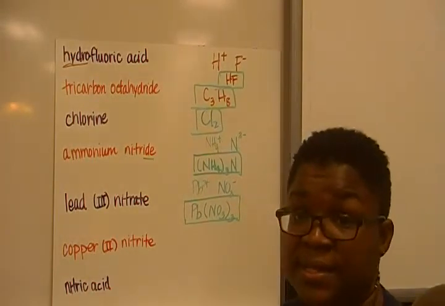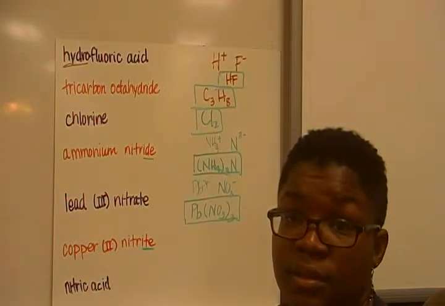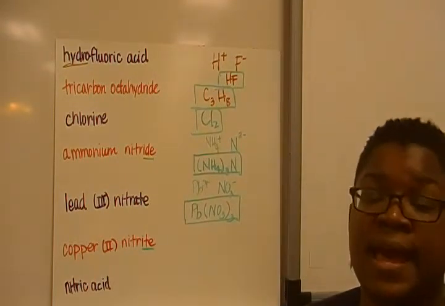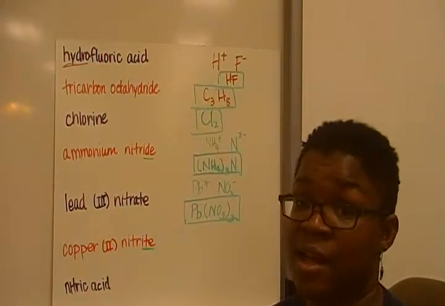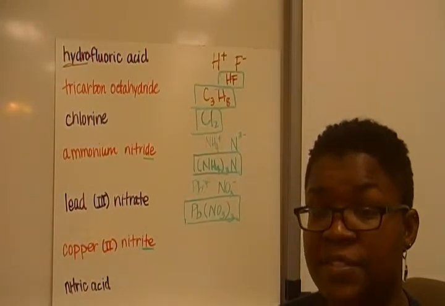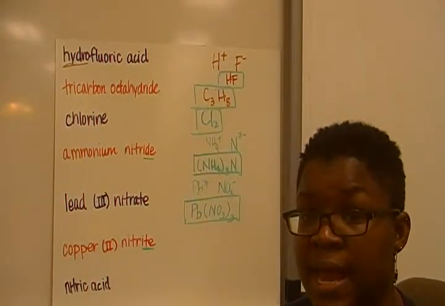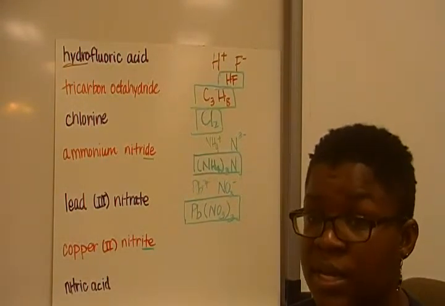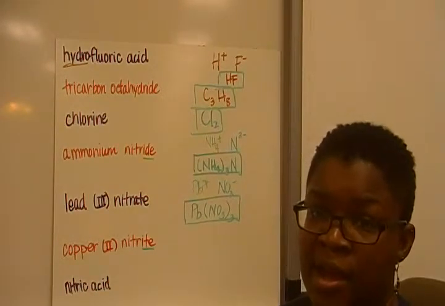Copper 2 nitrite. That has a different ending on it than nitrate. But our first question that we need to ask is, element or compound? This is a compound. Now we have to ask, is it covalent, acid, or is it ionic? This one is ionic. Anytime you see the Roman numeral, you'll know instantly it's an ionic compound.